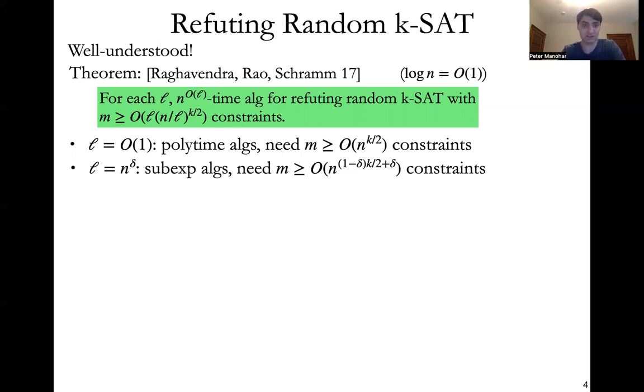An important point here is that as delta approaches 1, the number of constraints we need approaches order n, which is the unsatisfiability threshold for random k-SAT. So as we get to fully exponential time, we need basically the optimal number of constraints.